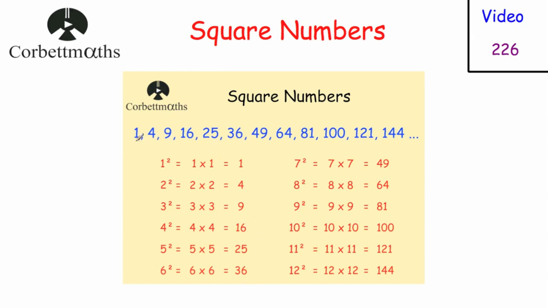And the square numbers are 1, 4, 9, 16, 25, 36, 49, 64, 81, 100, 121, 144, and so on. I would learn these first 12 square numbers off by heart. It's just really useful to know them. Okay, so these are your first 12 square numbers: 1, 4, 9, 16, 25, 36, 49, 64, 81, 100, 121, and 144.